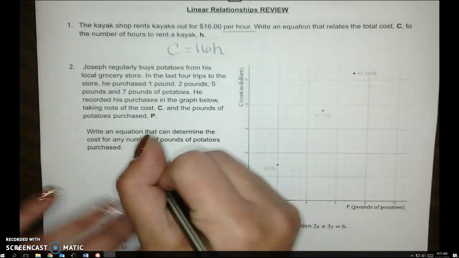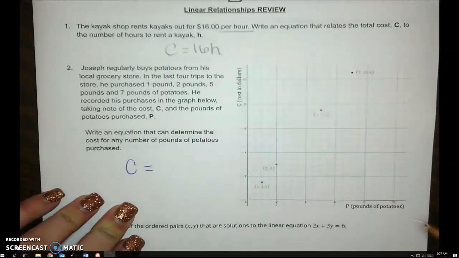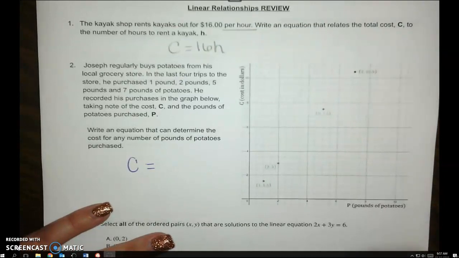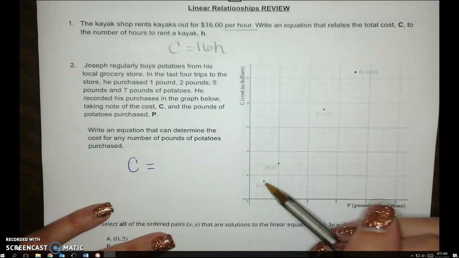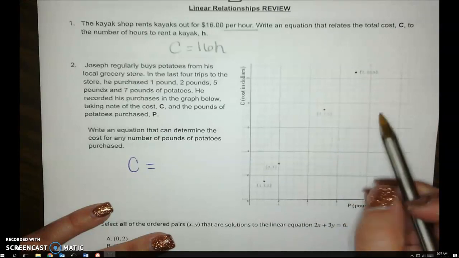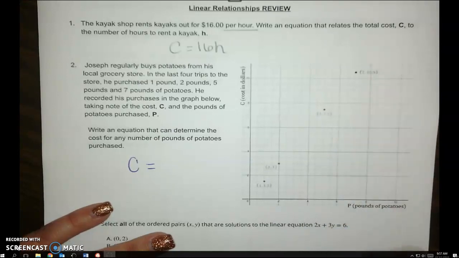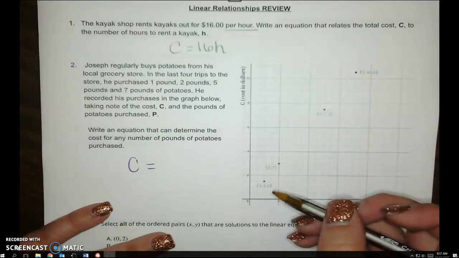So, again, we're talking about the cost C for number of potatoes P. Now, I see that we've got this relationship here, and I've got some points. I know they're kind of hard to see, but if you look at the doc I shared with you, then you can see them a little bit more clearly.